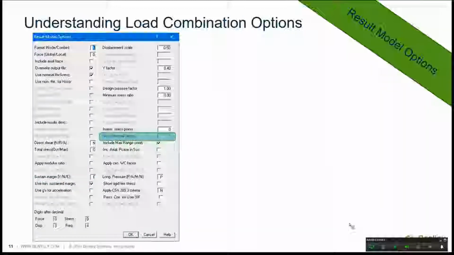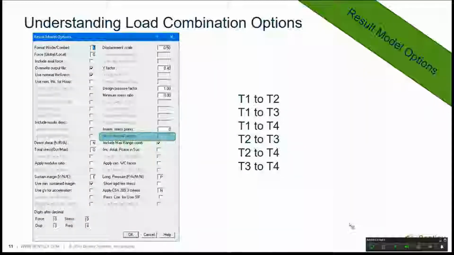On the right side of the result model options dialog, we have an option that's called number of thermal ranges. In here, you can enter the number of thermal cases to use for ranging. The minimum is 2 thermal cases. If you enter 4, for example, then the first 4 thermal cases in each analysis set will be used in ranging, causing a total of 6 ranges, as shown here.